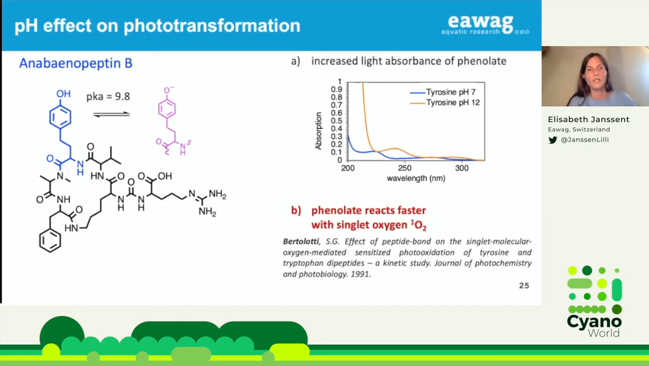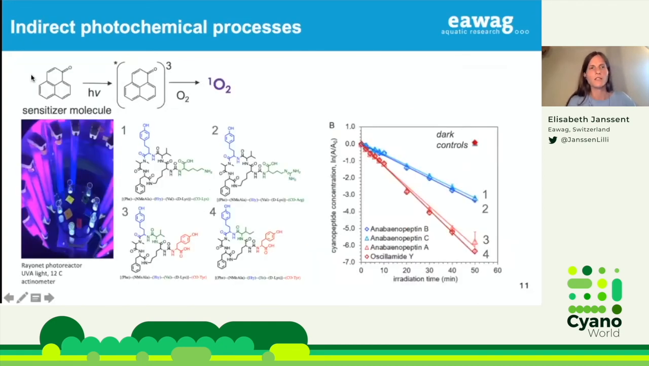So we looked at that a bit more closely for the cyanopeptides, and we made an artificial setup to selectively study the reaction with singlet oxygen. Here we used a UVA light reactor, and we used a photosensitizer, phenalenone, that, when it absorbs light, in its triplet excited state reacts with oxygen by energy transfer and creates singlet oxygen. And then we could study the reaction of singlet oxygen with the different cyanopeptides.